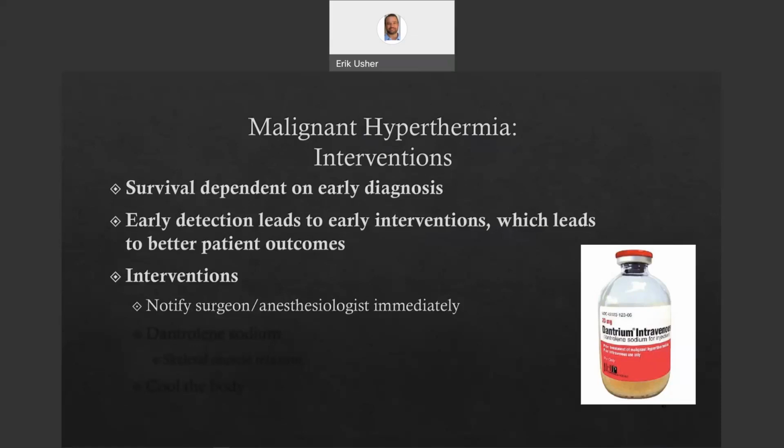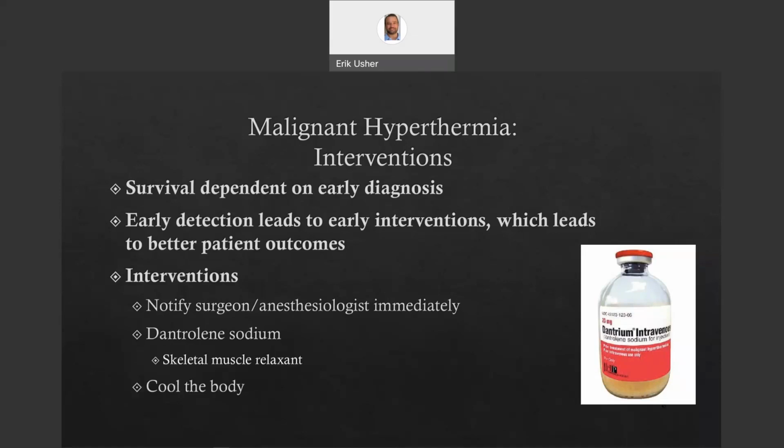Boom, phone a friend, surgeon and anesthesia. Whoever you can get first. Anesthesia's probably got more access to the dantrolene than the surgeon does. However, they both need to be notified immediately. And they're going to give them dantrolene. It's a skeletal muscle relaxant. So it's changing all those calcium channels and slowing that down to prevent all of those signs and symptoms and pathology that we saw before.